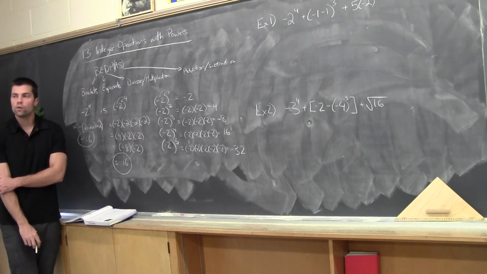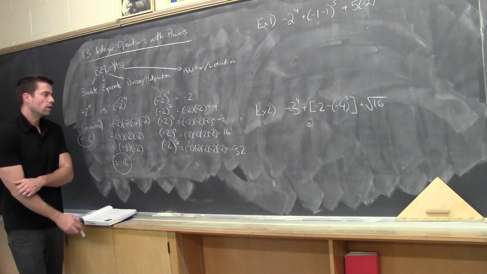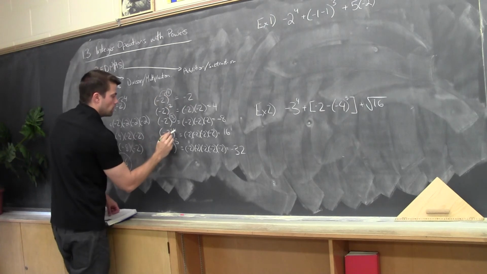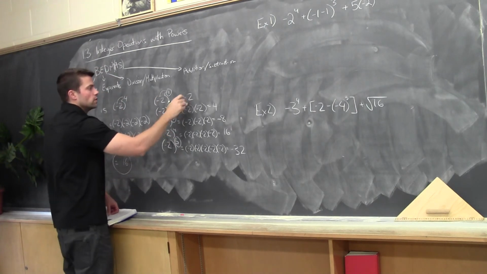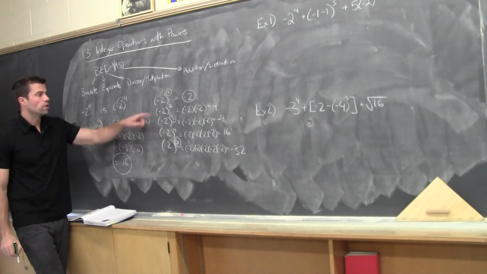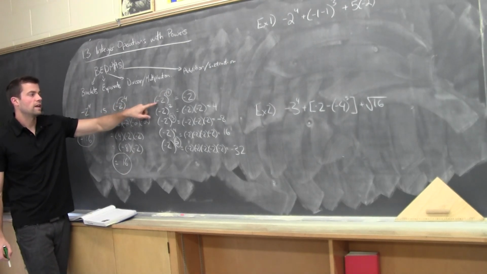Okay, so I want you to notice the pattern. Whenever the exponent is odd, the answer is negative. Okay? That's when you're taking an exponent of a negative number.